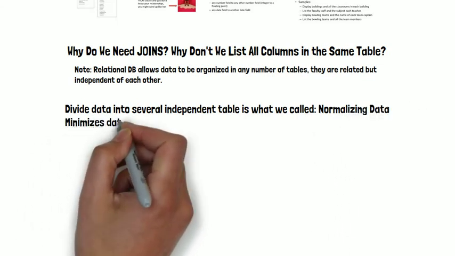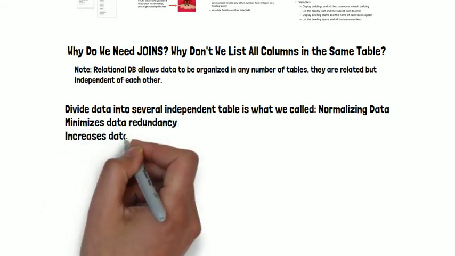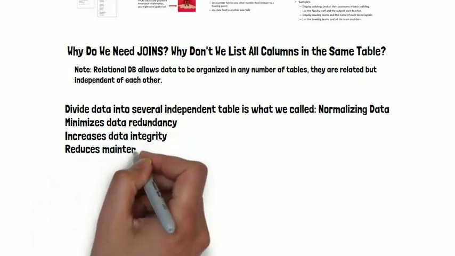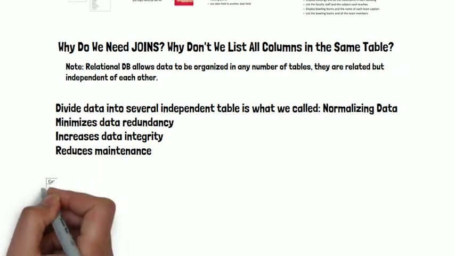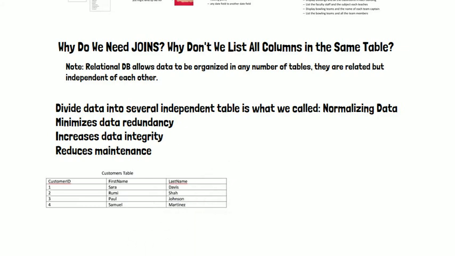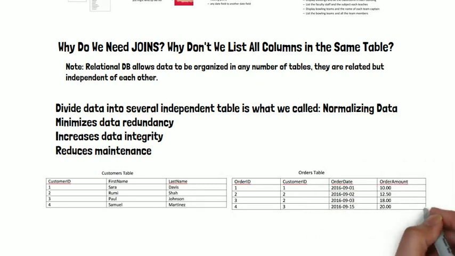Normalizing data is going to benefit us: it minimizes data redundancy, increases data integrity, and reduces maintenance. For example, take the customer table and the orders table. Inside the customer table, there is only information about the customer, and inside the orders table, there is only information about the orders. That is the data integrity. When we divide the information into several independent tables, we can increase the data integrity.